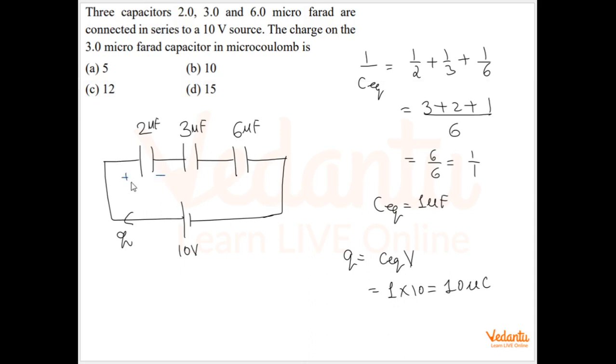Now beta, if the charge coming out of the battery is 10 microcoulomb, that means the charge here and here will be plus minus 10 microcoulomb. The charge here and here will also be plus minus 10 microcoulomb. Because in series, my dear bacha log, the charge on each capacitor remains the same. So answer will be option B.